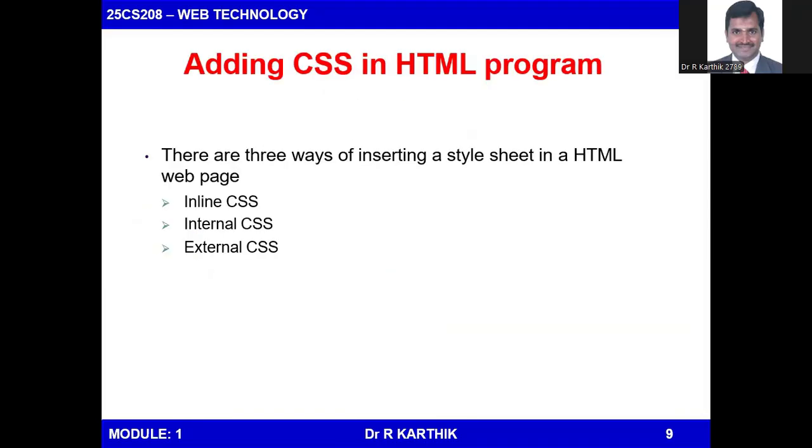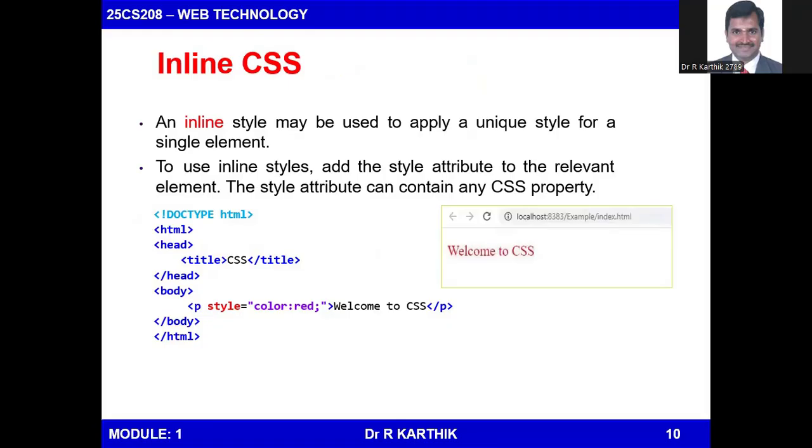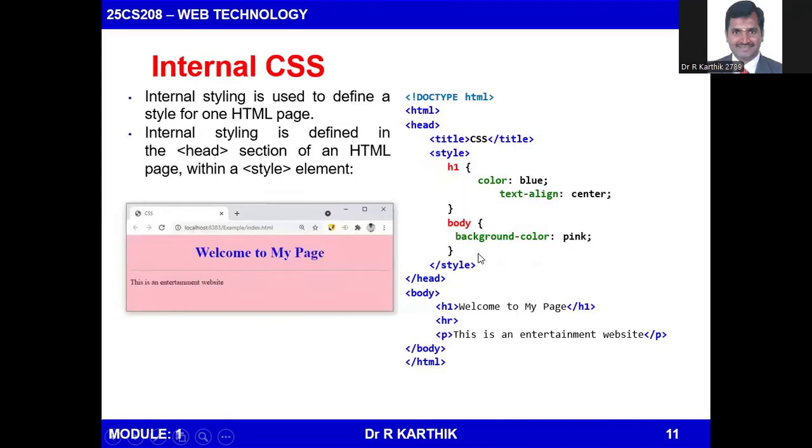Let's see the types of CSS. There are three types of CSS: inline CSS, internal CSS, and external CSS. First, inline CSS is used to apply a unique style to a single HTML element. It is written using the style attribute. So inside the body section, wherever you want to create styles, go with that particular HTML element followed by the style attribute, then write the property and value. It means whatever you are generating inside the paragraph, welcome to CSS, will be displayed on the screen in red color.